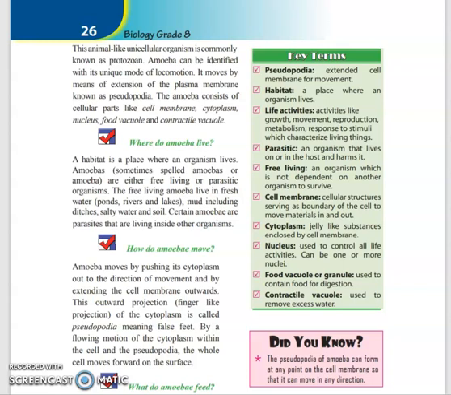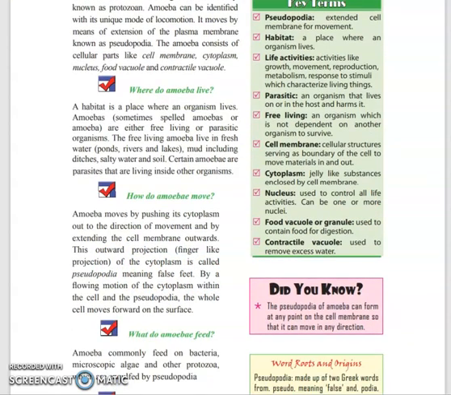So the cytoplasm is pushed, by extending the cell membrane outwards. And an outward finger-like projection of cytoplasm is called pseudopodia, meaning false feet. The finger-like projection is called pseudopodia, or false feet. And by a flowing motion of the cytoplasm within the cell and the pseudopodia, the whole cell moves forward to the surface.